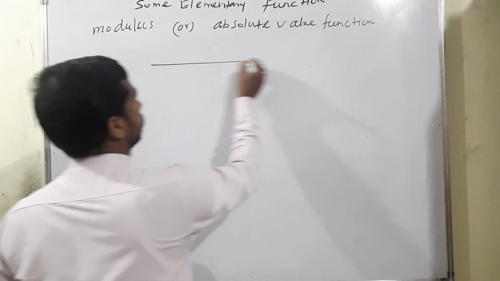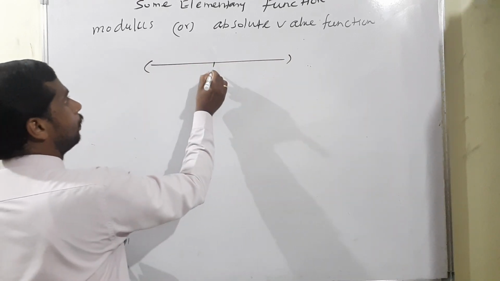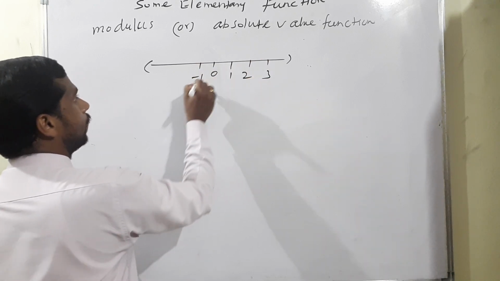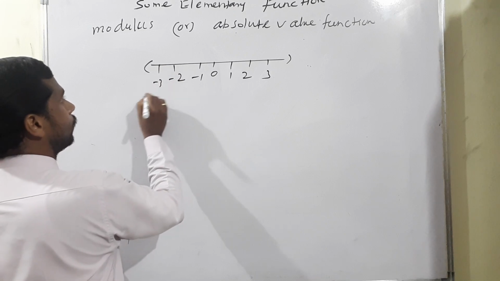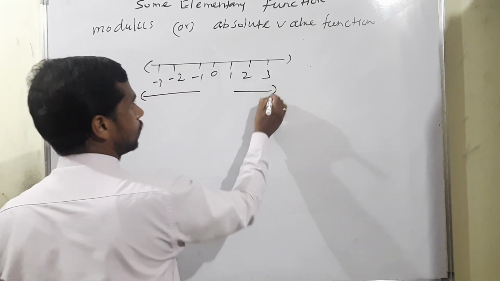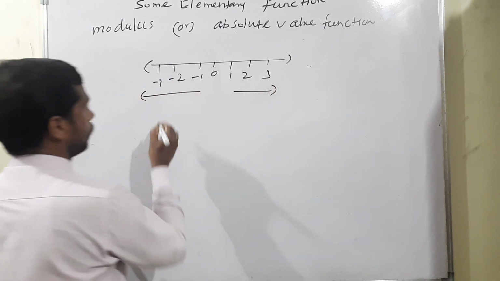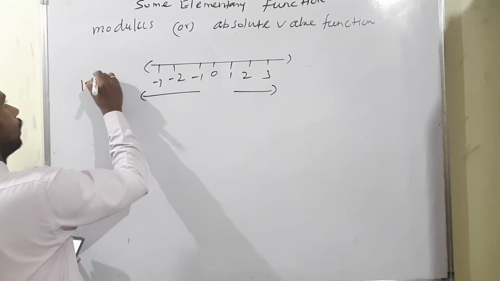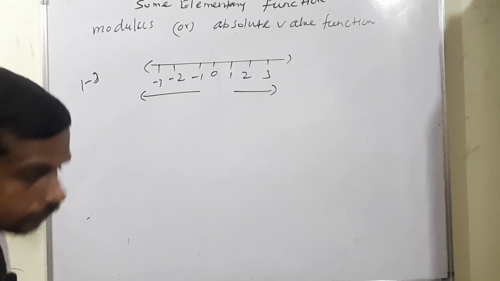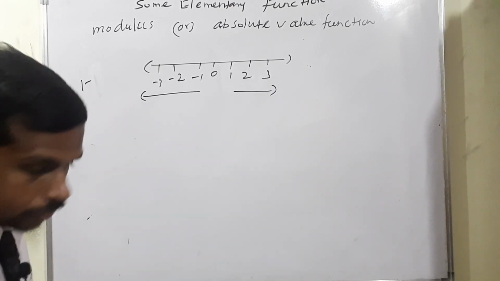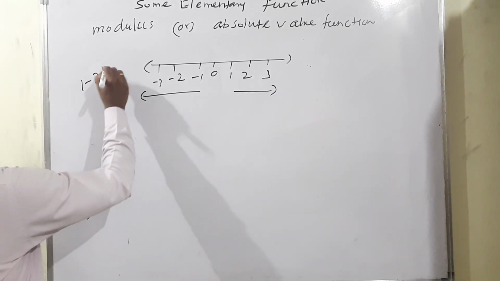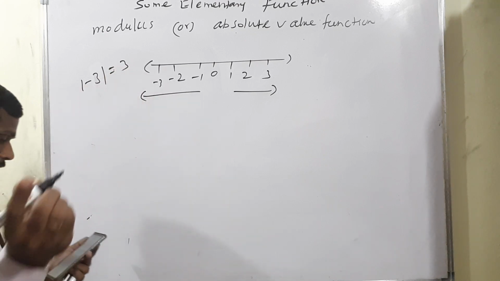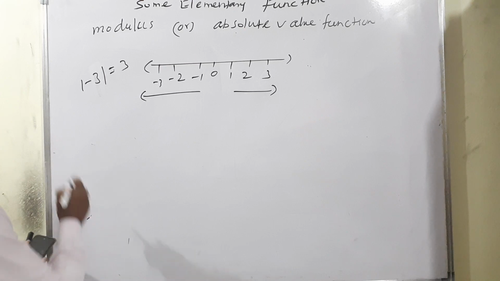Take one number line: 0, positive 1, 2, 3, and negative 1, negative 2 and negative 3. This is the negative side and this is the positive side, isn't it? For example, the modulus of negative 3, what will happen? The modulus of negative 3 means positive 3 will come, isn't it? So that's why your book gives 3 different ways for one function.